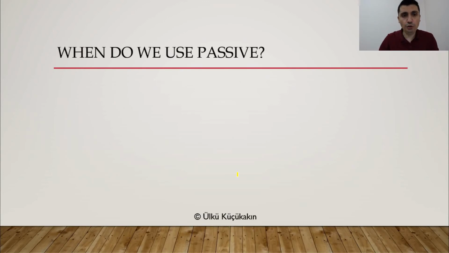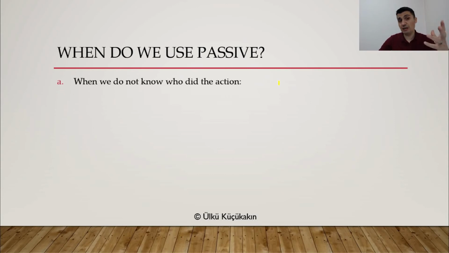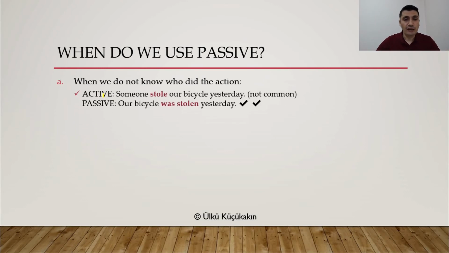So when do we use passive? Let's talk more about this point. Sometimes we just don't know who did the action. There is an action, there is an activity, but who did this activity, we don't know. So let's give an example.